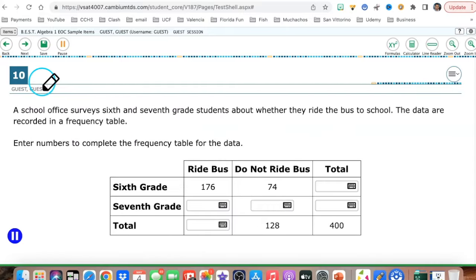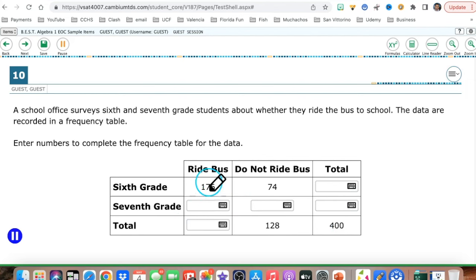Next, number 10. A school office surveys 6th and 7th grade students about whether they ride the bus to school. The data are recorded in a frequency table. This is my frequency table. Enter numbers to complete the frequency table for the data. Alright, so what happens about this table is horizontally, they need to add up to this total. Horizontal to this total. Horizontal to this total.